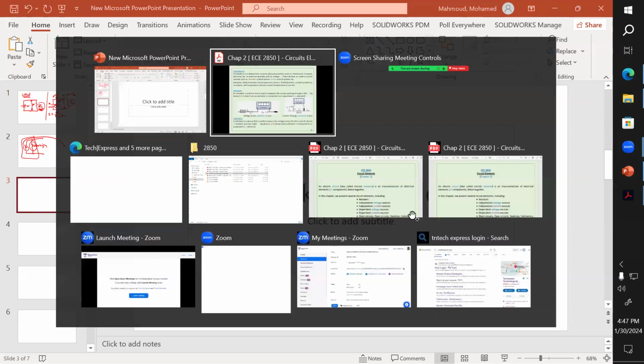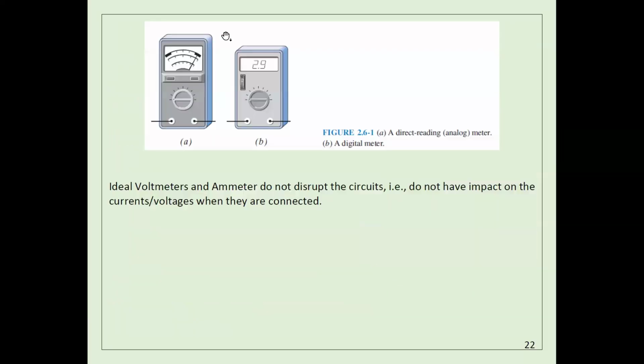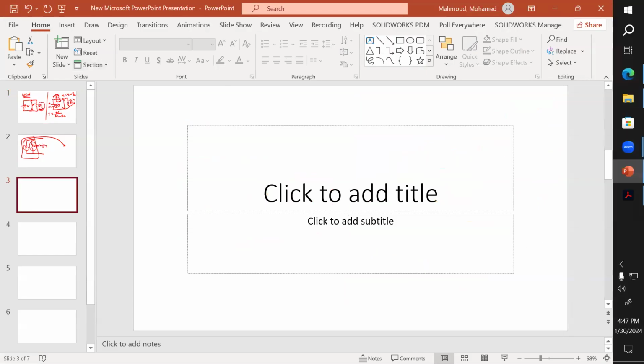So let me show you. Yeah, this is the picture. So you know this measurement device, okay? The ammeter is used if you want to measure the current. The voltmeter is used if you want to measure the voltage. The first thing I want to talk about is how we connect them, and also, ideally, how they should behave. Okay? So look here, guys.